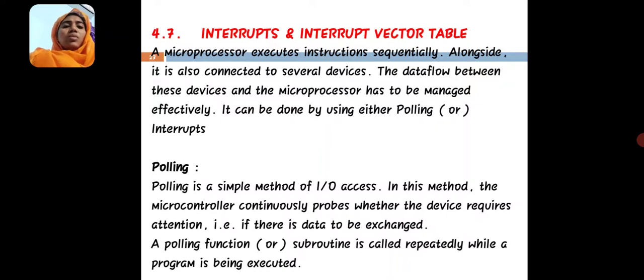Polling is nothing but the microcontroller continuously checking the devices, to see which device requires data, whether it is in run mode or inactive mode. A polling function or subprogram is called repeatedly while a program is executed. So when a program is executed, a subprogram is called, and that program continuously checks for data transfer.